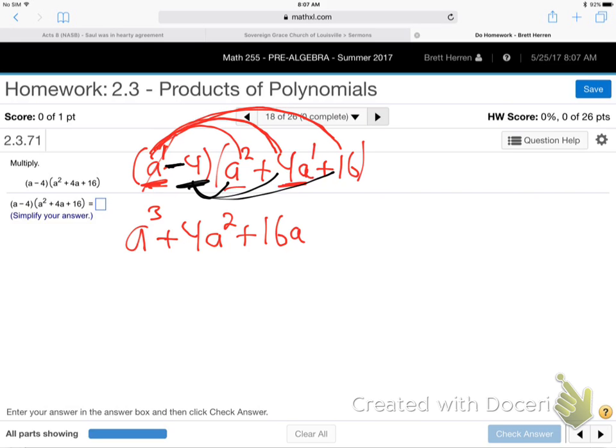So negative 4a squared. It just went to the front right here. And then now it's going to hit right here. Negative 4 times positive 4, negative 16. Minus 16a. Good so far? Everybody see what happened there? And finally, minus 64. That came from negative 4 times 16. Use your calculator. Minus 64.